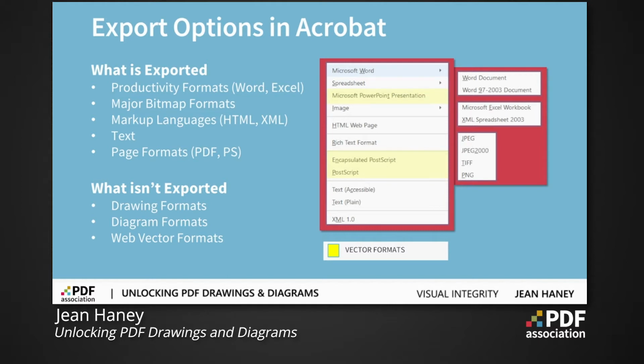When expanding the export menu here, we're presented with a number of productivity and web formats. Notice the highlighted items. These are the only supported vector formats. Acrobat Reader, which is free, offers PowerPoint, but you need Acrobat Pro to export EPS and PostScript. Let's take a look at the export quality for these formats, starting with PDF to PowerPoint, where we'll start to see some of the pitfalls we'll dive into today.